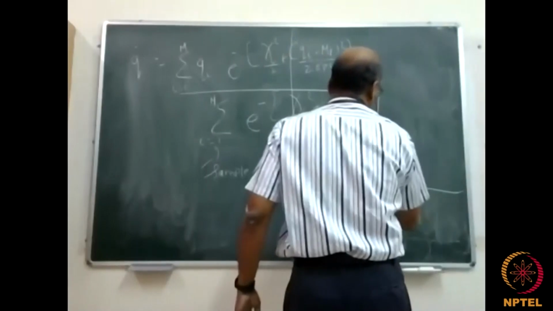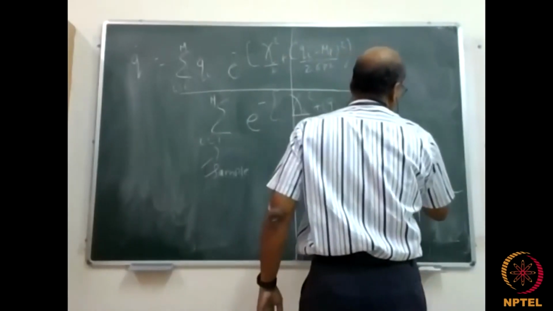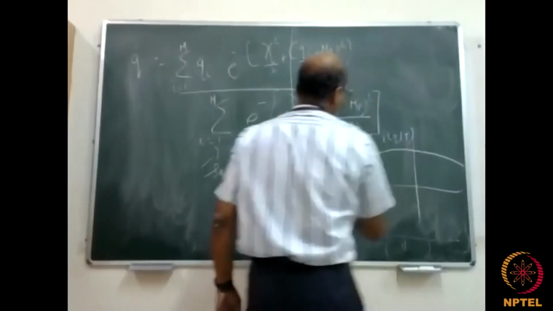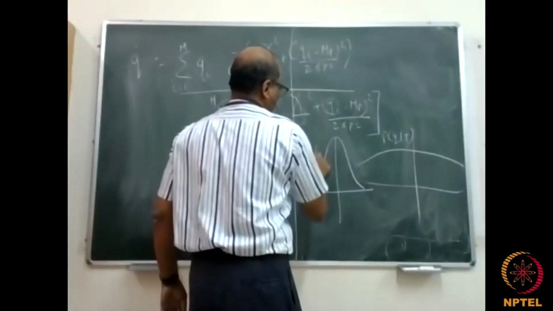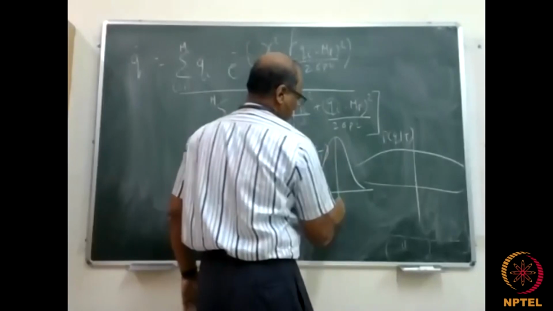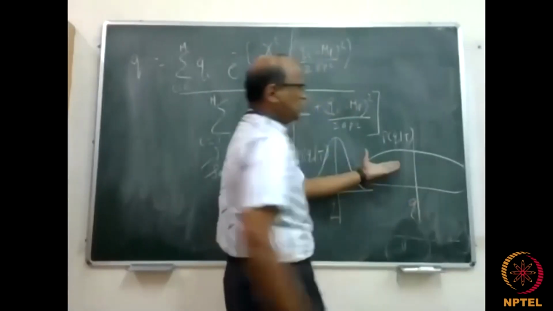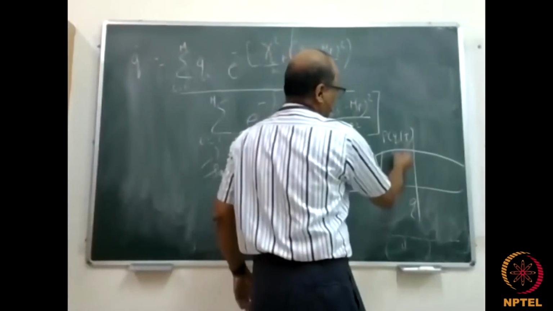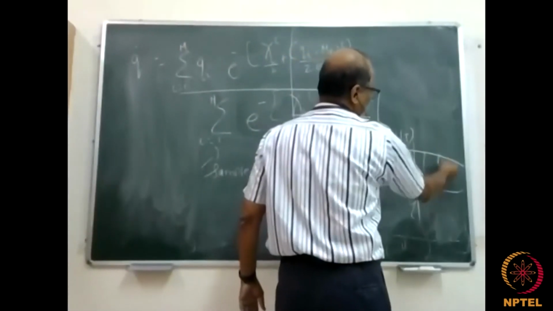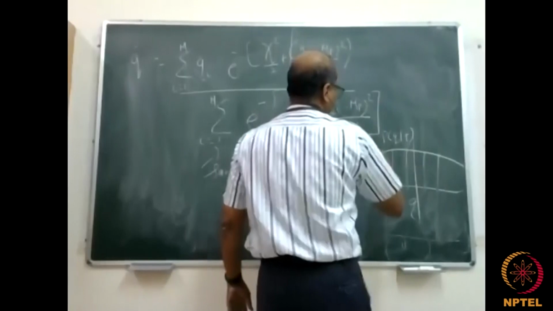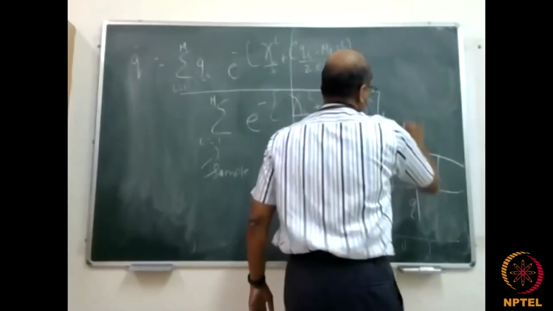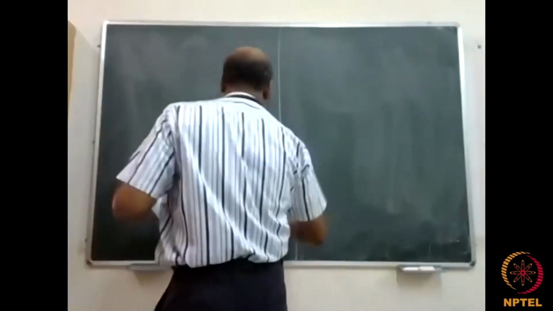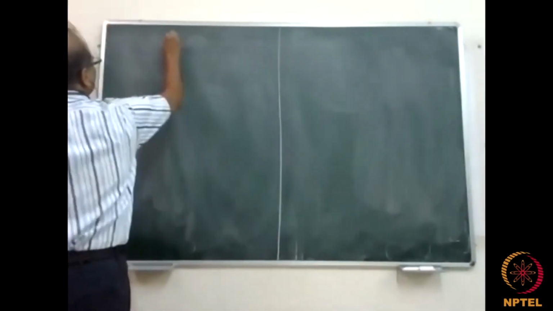For example, if you get it like this, then even this can be answered, this can be answered, this can be answered. Worse would be like this. So basically sampling.